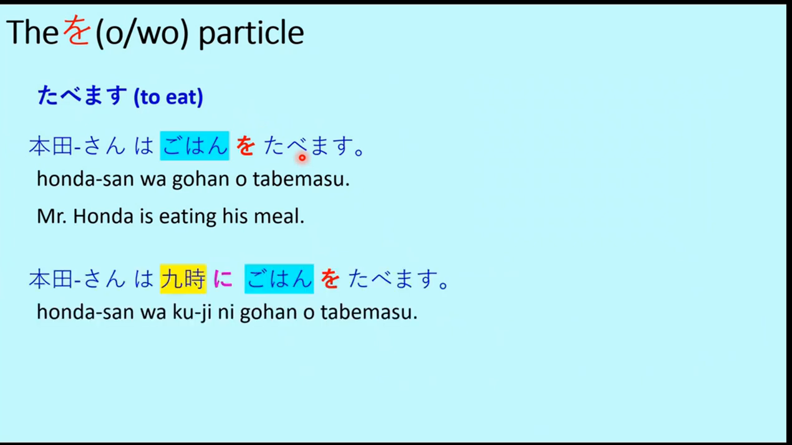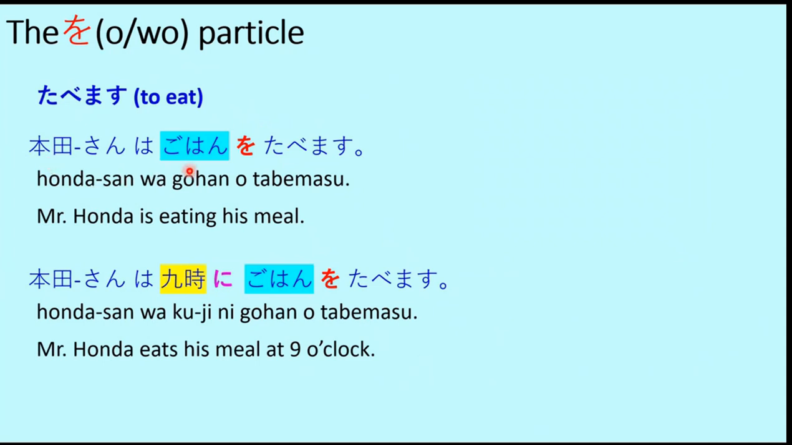So now, Honda-san wa kuji ni gohan o tabemasu. You might remember that in one of our recent lessons we talked about the ni particle along with time expressions. So this is the time expression kuji, that is 9 o'clock. When we use a time expression, it is always followed by ni. So Honda-san wa kuji ni gohan o tabemasu. So it is very easy to understand that Mr. Honda eats his meal at 9 o'clock.